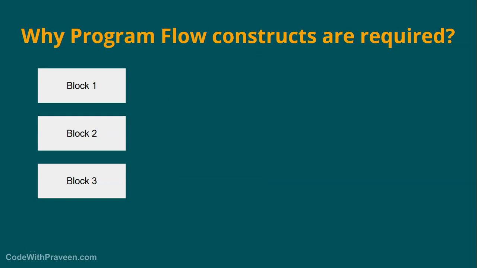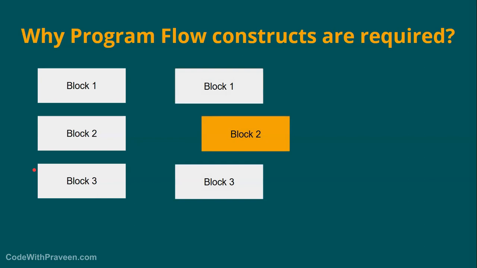Now let us consider why the different types of program flow are actually required. As I mentioned before, this is a simple flow. We have block 1, 2 and 3. Now consider this example where you want to execute block 2 only on a certain condition. Meaning that only if a certain condition is satisfied, then you want to execute block 2. Otherwise, the program has to execute only block 3. How do you control this? Without these program flow constructs, these kinds of conditional statements are not possible.